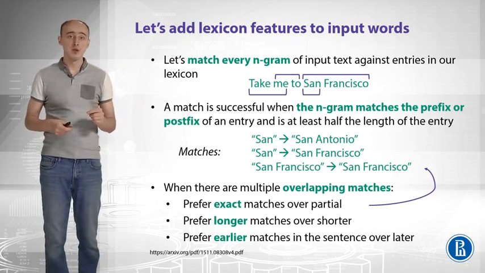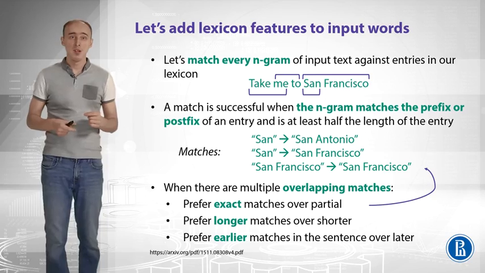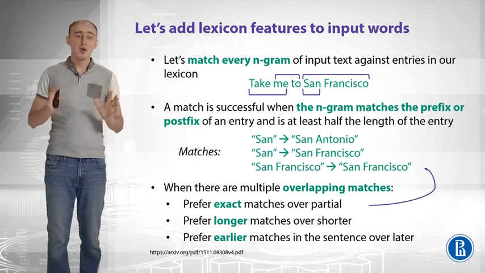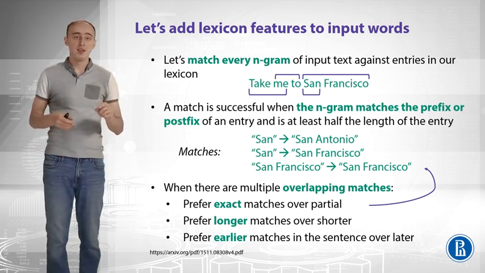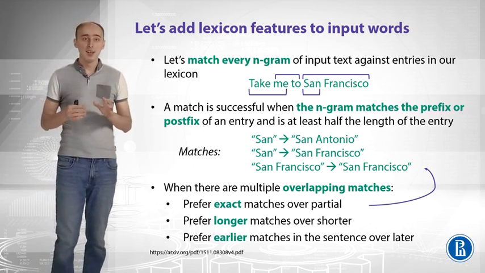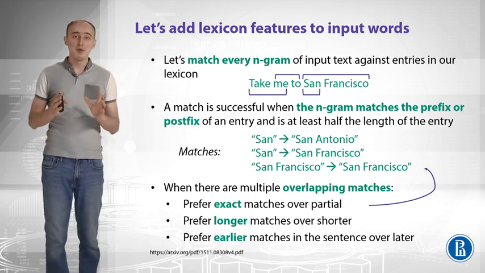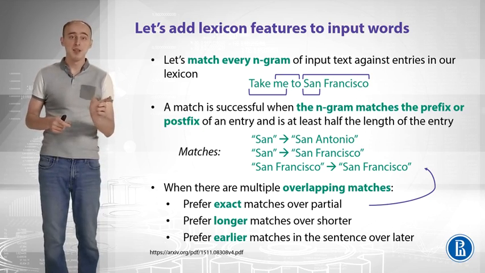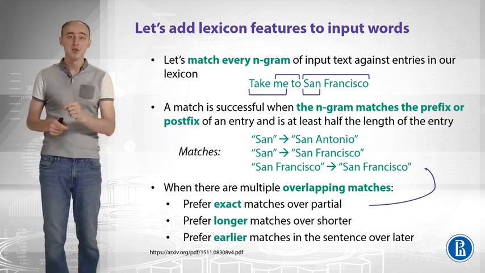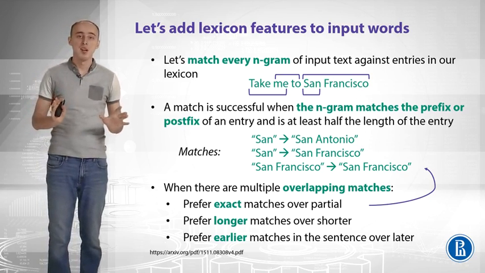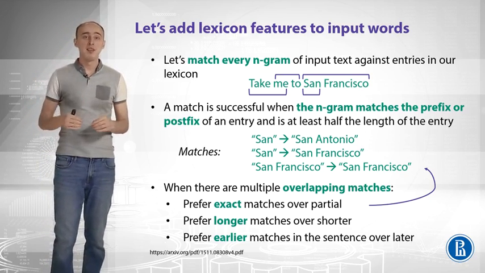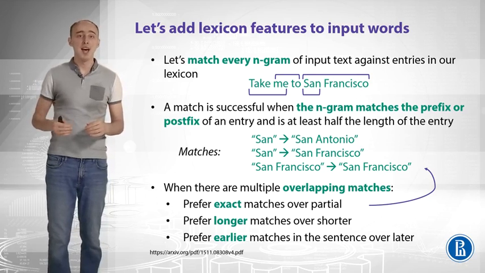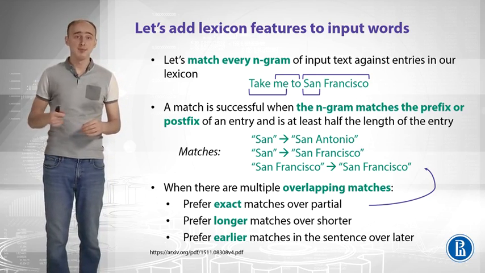Let's add lexicon features to our input words. We will overview an approach from the paper you can see at the lower left corner. Let's match every n-gram of input text against entries in our lexicon. Let's take the n-grams "take me", "me too", "San" and "San Francisco", and all the possible ones. And let's match them with the lexicon, with the dictionary that we have for, let's say, cities.